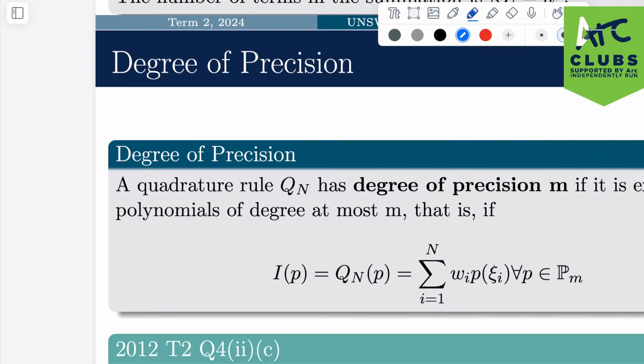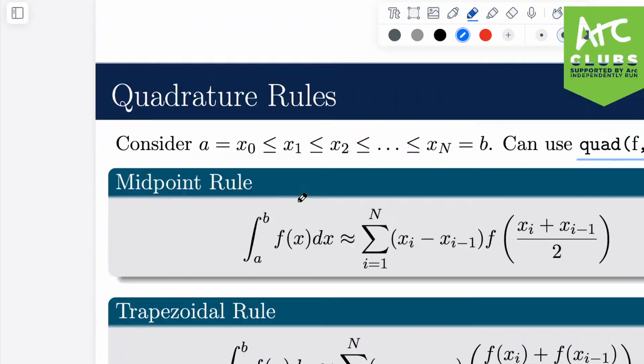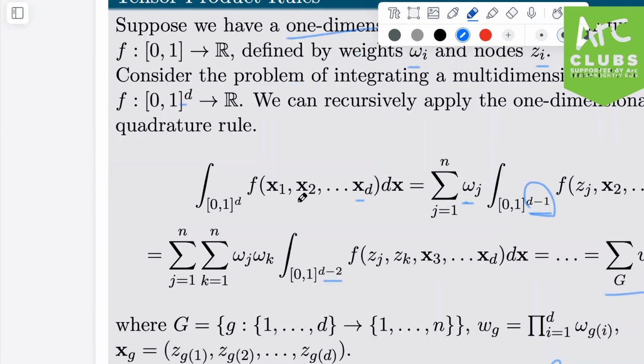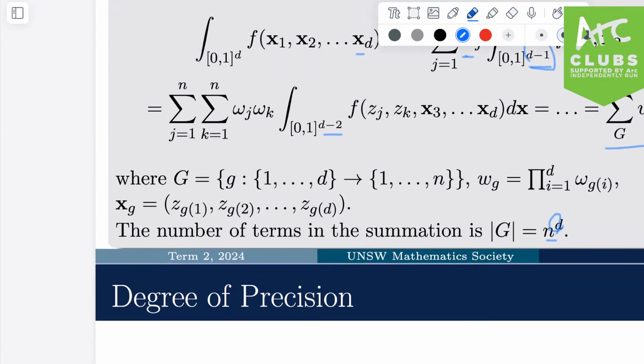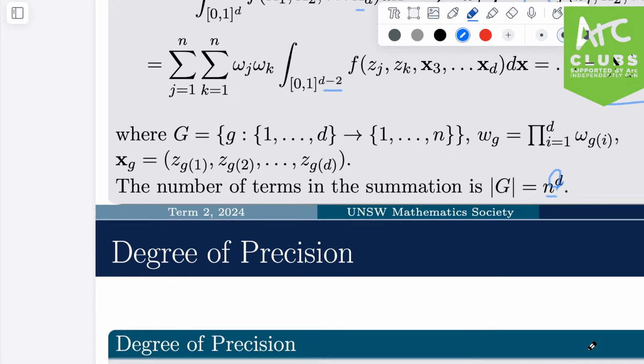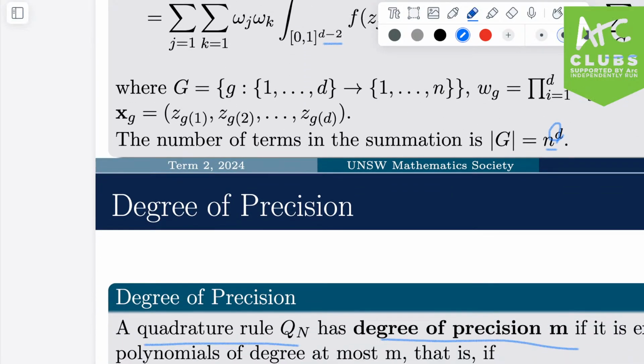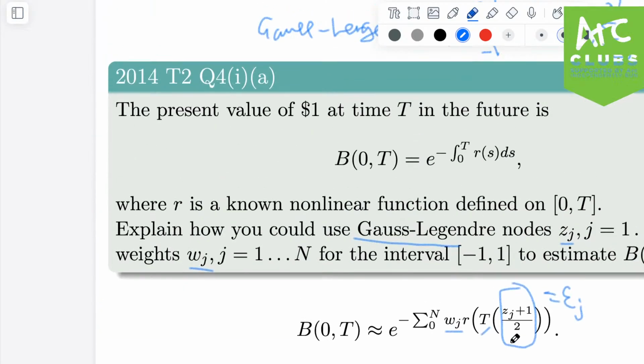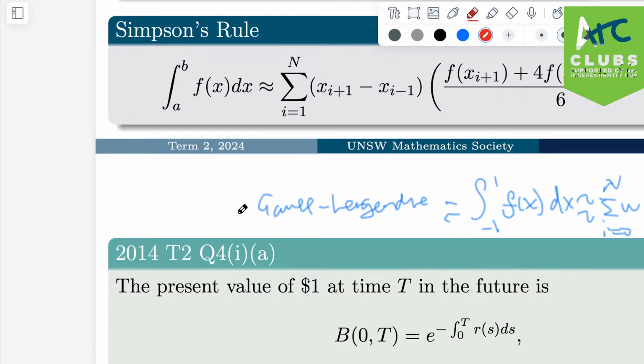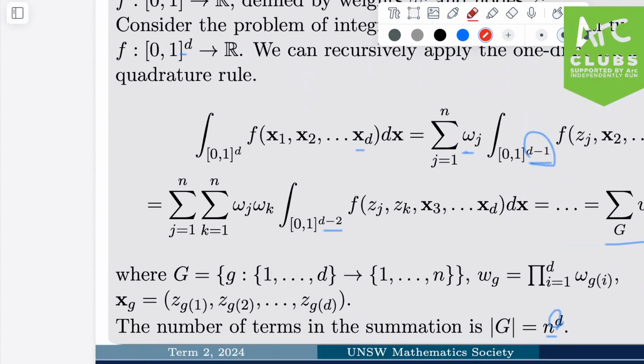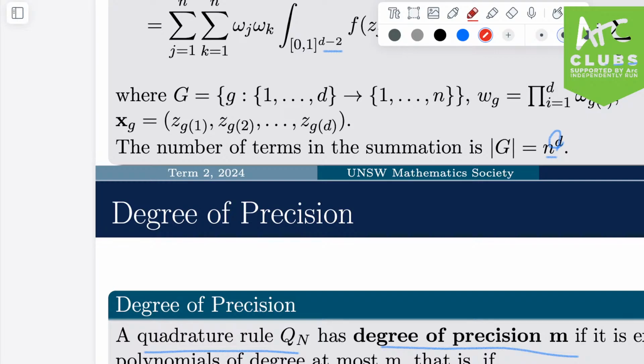So this question is on the degree of precision. Again, quadrature rule just means any of the quadrature rules we have above. For any of the quadrature rules, the degree of precision m can be calculated as the sum of weight wi times p of ci, right? So it's still this formula here, but instead of f of ci, we have p of ci.